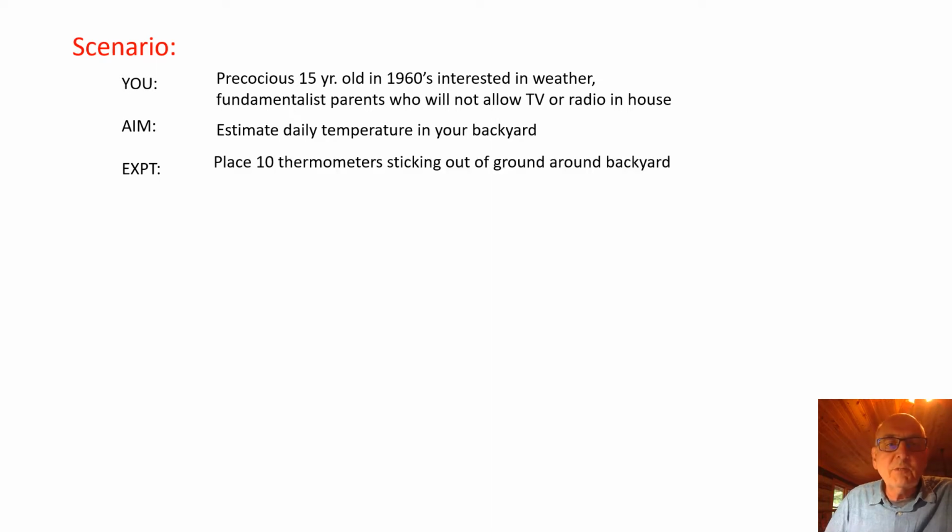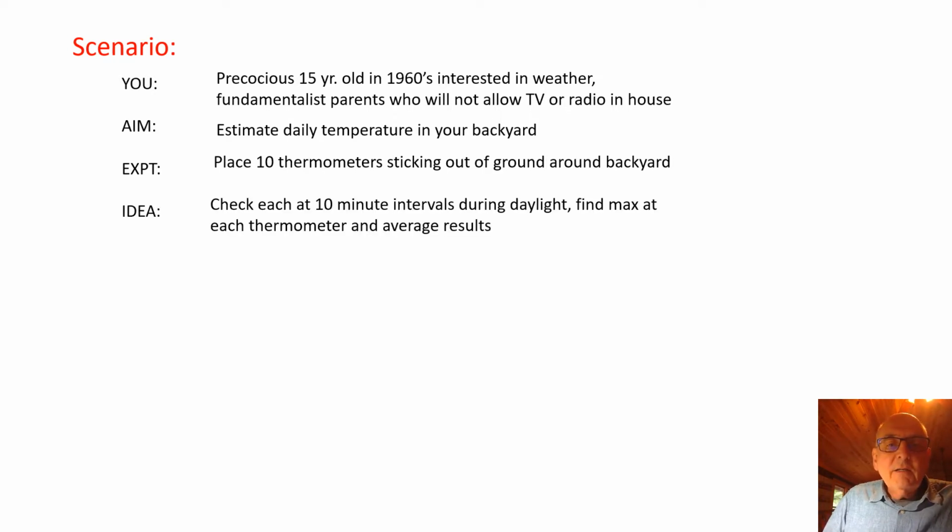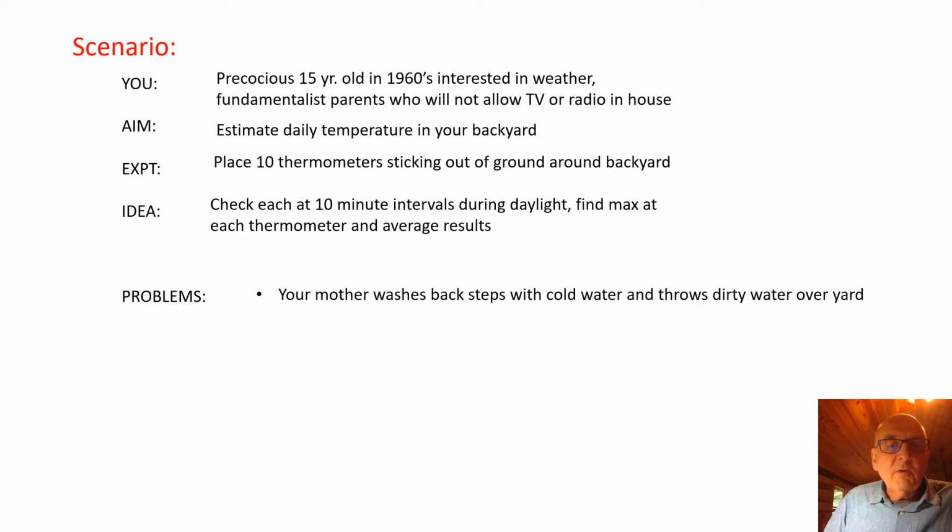So you set up this experiment. You place 10 thermometers sticking out of the ground around the backyard. Okay, and the idea is that you're going to check each of them at 10-minute intervals during daylight, and you're going to find the max at each thermometer and then average those results. Okay, so what are the problems?